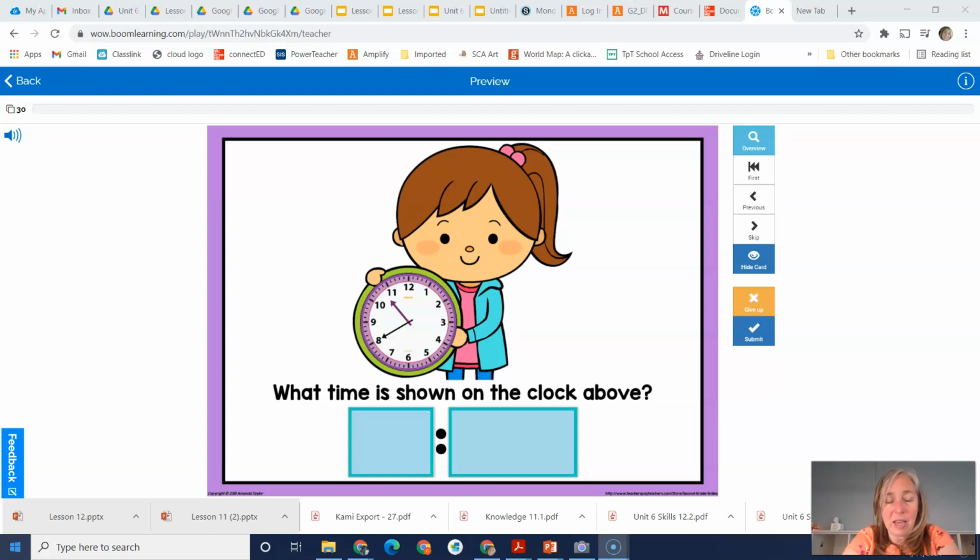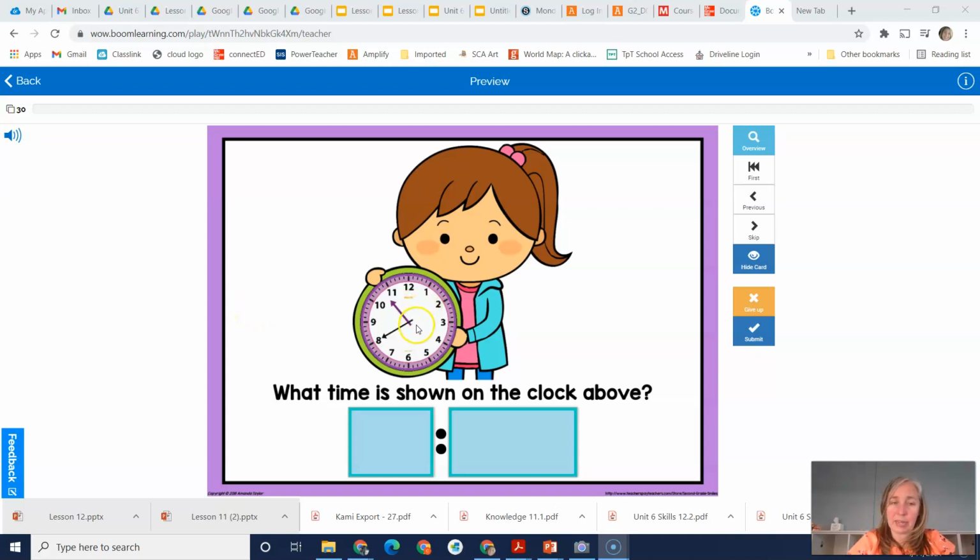So today, you guys had a review of Chapter 10 yesterday, and you did your boom cards last night. So I'd like to go over the boom cards with you for our lesson today, and then your assignment for later on is your math test. All right? So this says what time is shown on the clock above.